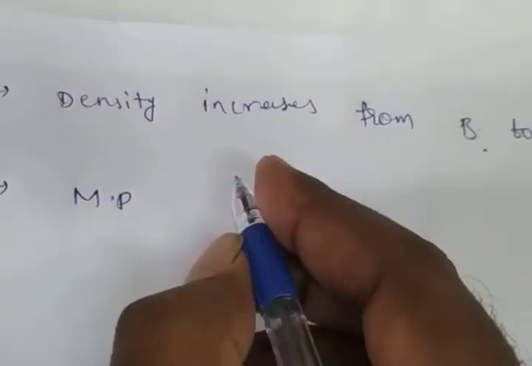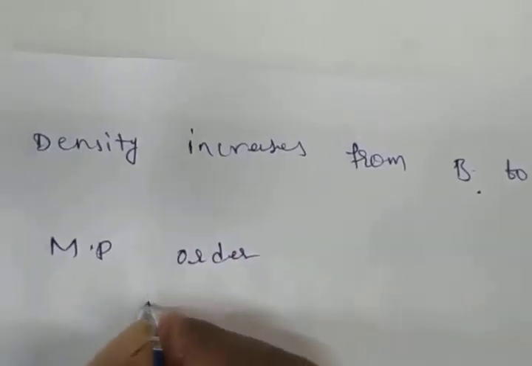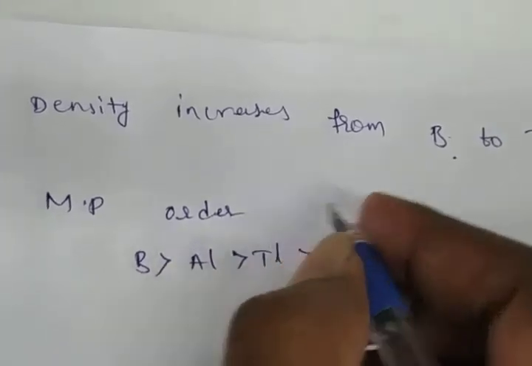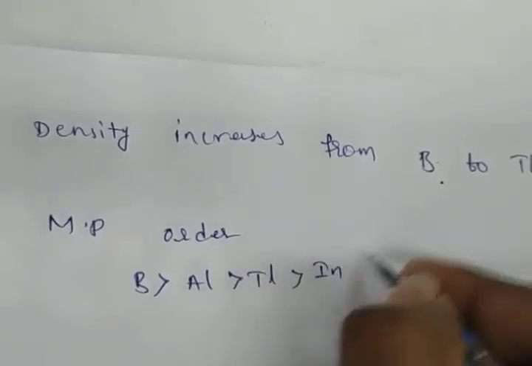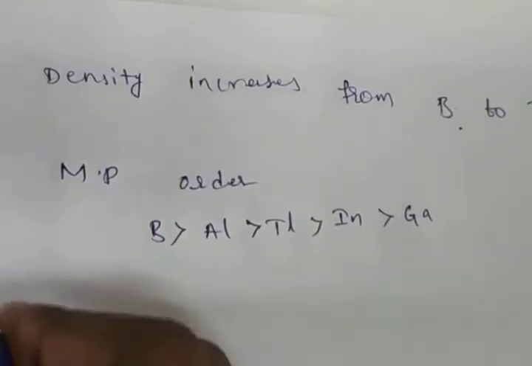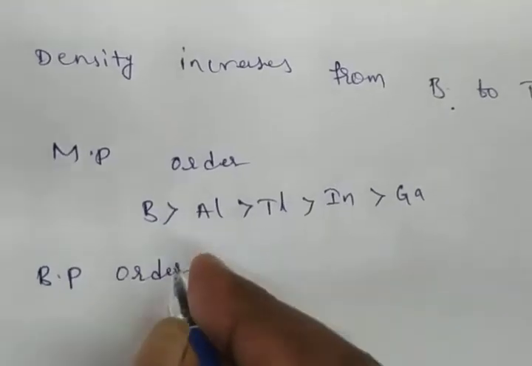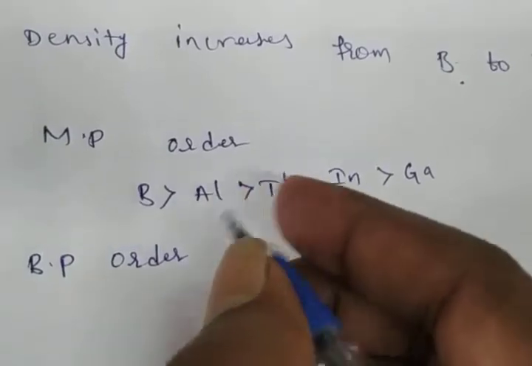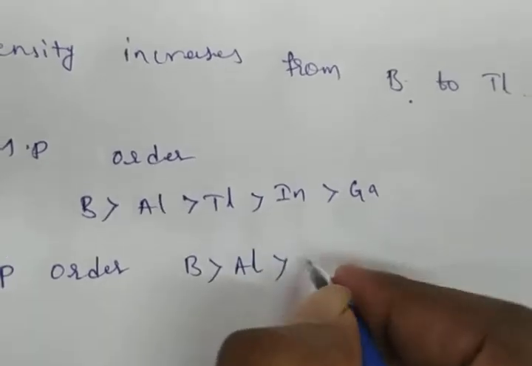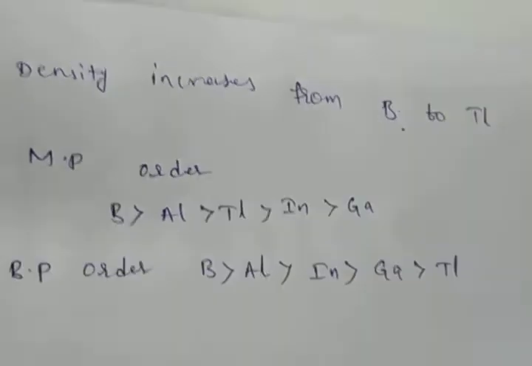Melting point, MP means melting points. The melting point order is boron, aluminium, thallium, indium and gallium. This is the melting point order. And the boiling point order, BP means boiling points: boron, aluminium and indium and gallium and thallium. These orders are important.